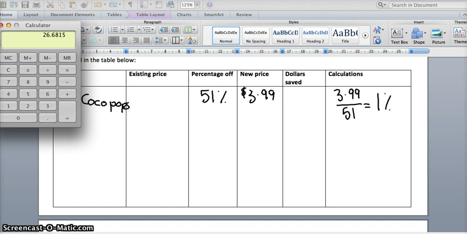If you look back on YouTube 2 days ago, we were doing this stuff. We were finding what 1% is worth, weren't we? And then when we found out what 1% was worth, we times it by 100 to get what the existing price is. Is that right, Ben? Yeah. Talk to me about this. What did we get 1% equal?